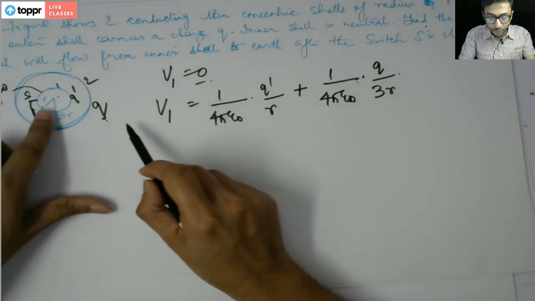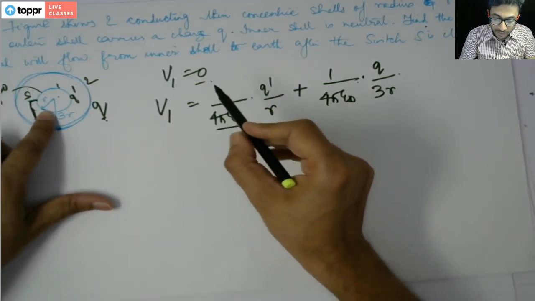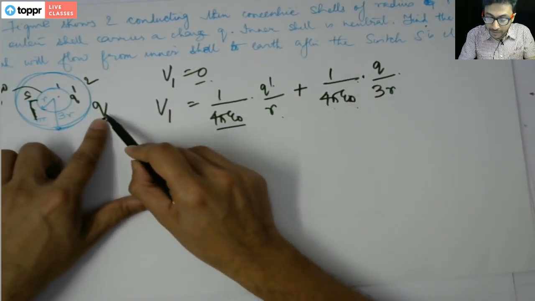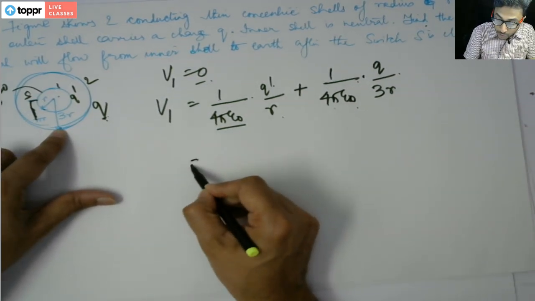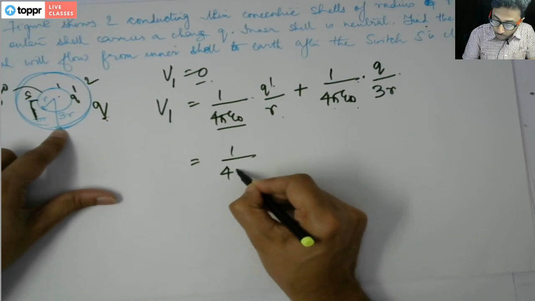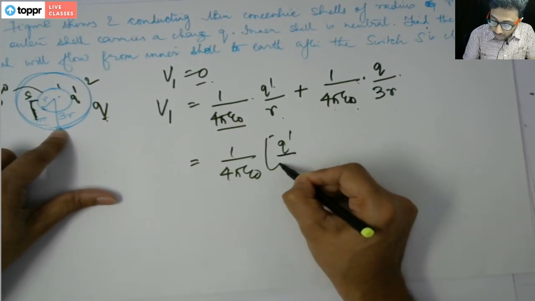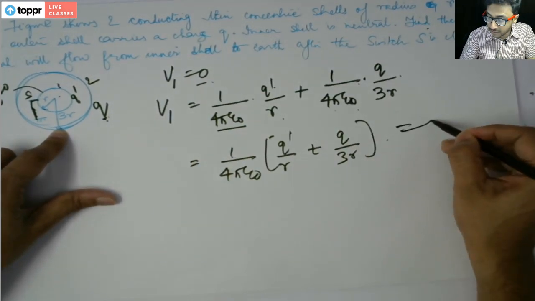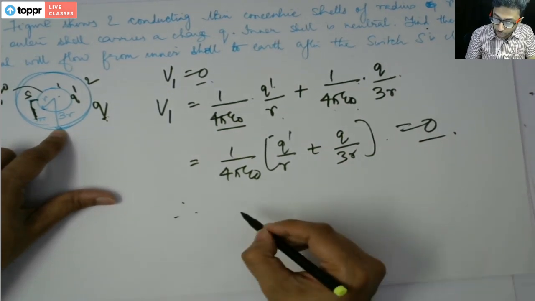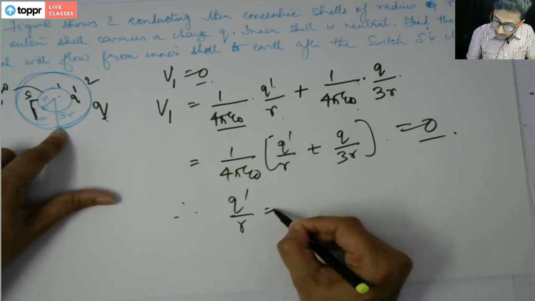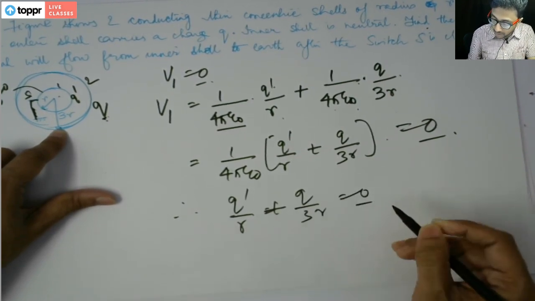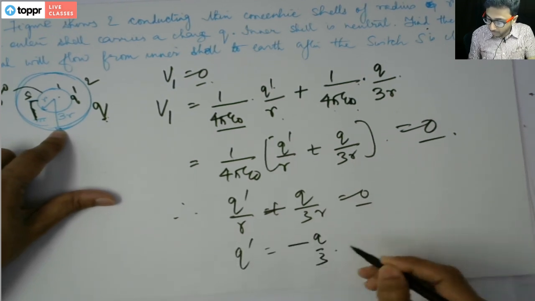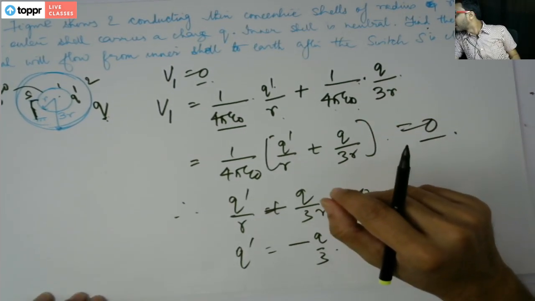Understand? So this voltage will be equal to 1 by 4 pi epsilon 0 Q dash by R plus 1 by 4 pi epsilon 0 Q by 3R, right? So this will be 1 by 4 pi epsilon 0 times Q dash by R plus Q by 3R. Now we know as it is earth, it is 0. So therefore, Q dash by R plus Q by 3R equals 0. So now Q dash becomes minus Q by 3. Just check if there is any question.